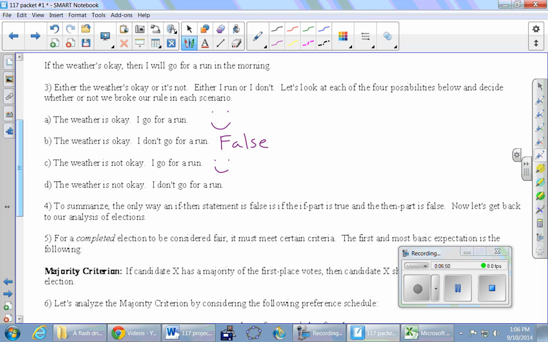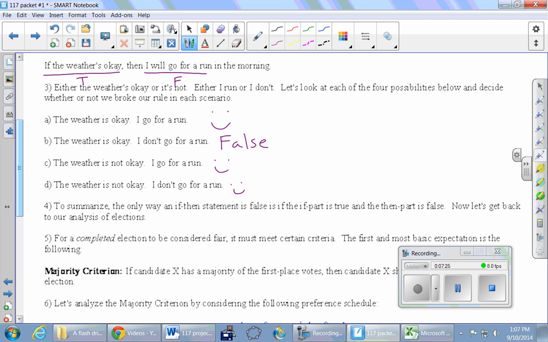Part D, the weather's not okay, and I decide I'm not going to go out for a run. Did I lie? No. Again, I only made a promise if the weather's okay. The weather's not okay. I didn't guarantee that I would have to run, so it's okay if I don't run. So there's only one way for an if-then statement to be false, to be a lie. That's if the if part is true. Remember, the if part was the weather being okay. So that part was true. But then the then part, I go for a run, was false, because I said I didn't go for a run here.